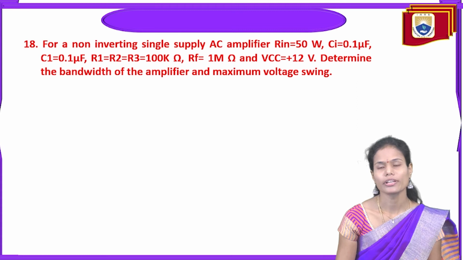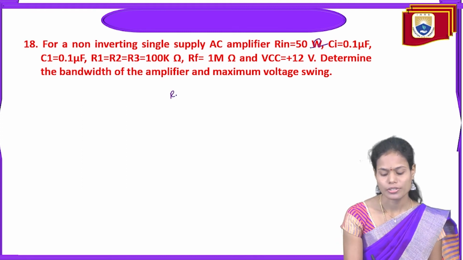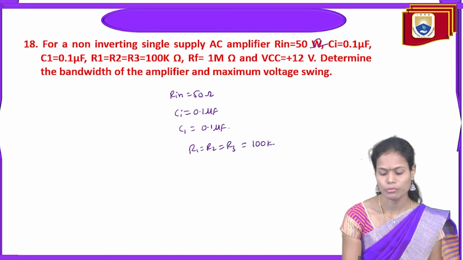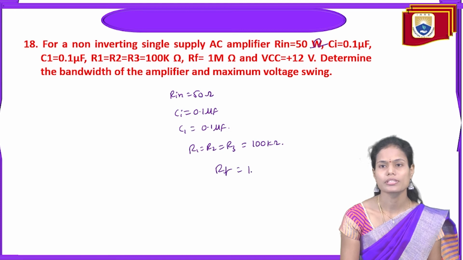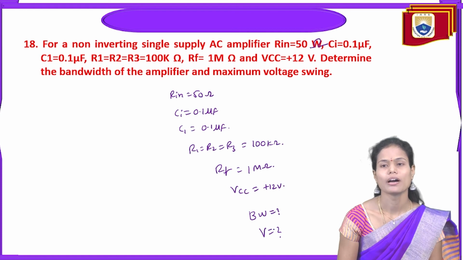And next, for a non-inverting single supply AC amplifier, input resistance is 50 ohms. Here it is. Okay, input resistance given as 50 ohms. And the input capacitance is given as 0.1 microfarads. And the C1 capacitance is 0.1 microfarads. And the R1, R2 and R3 resistances are 100 kilo ohms. And the feedback resistance is 1 mega ohm. And the supply voltage is plus 12 volts. So in this case, we need to find the bandwidth as well as voltage swing of the AC amplifier.